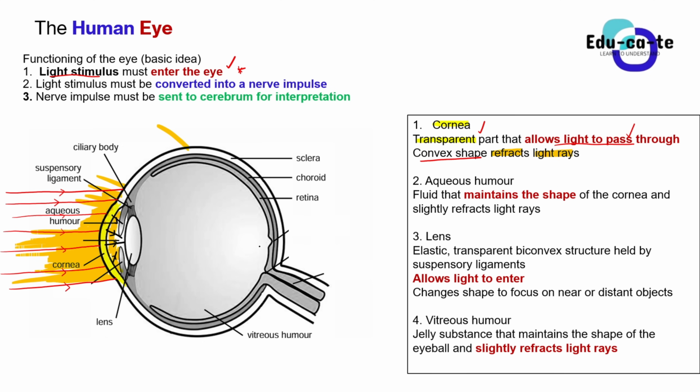I wasn't insulting anyone. So basically, we say that the other adaptation of the cornea is a convex shape, so this allows light rays to be refracted, to be bent.